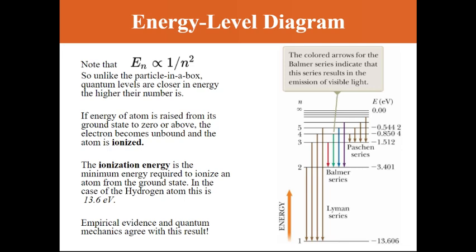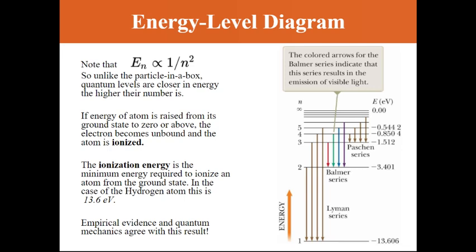So if the atom receives enough energy that it can jump out of the ground state to an energy of 0 or above, then the electron becomes unbound. It is freed from the nucleus, and thus the atom just becomes a nucleus. We say it is ionized. It has lost an electron. So the ionization energy is just the least amount of energy required to ionize an atom from its ground state. In the case of hydrogen, it's the energy of the ground state, positive 13.6 electron volts.